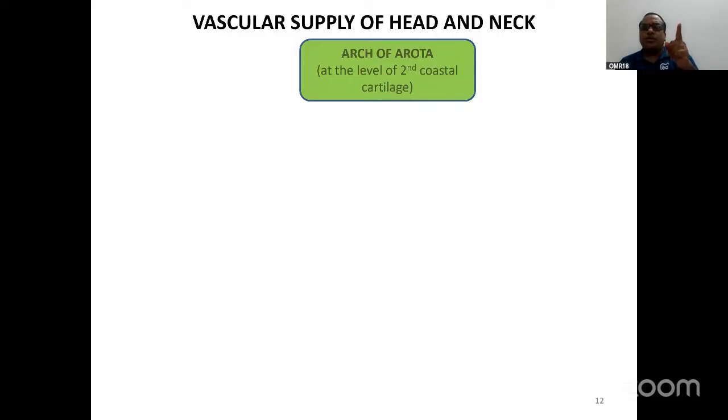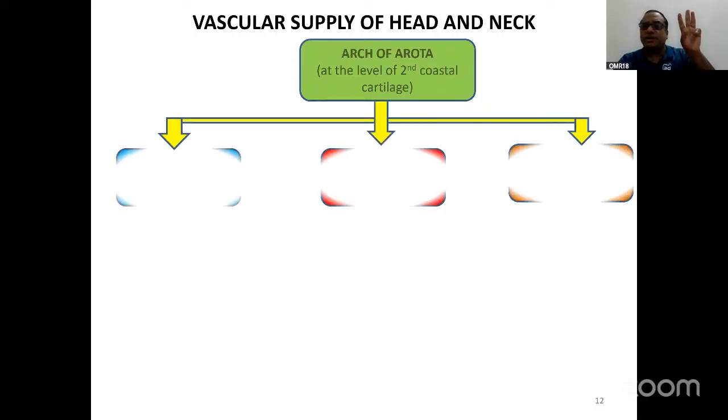Now, arch of aorta, where is it? It is in your heart. Where in the heart? At the level of the second costal cartilage. So please remember that second costal cartilage. This is the origin, Gangotri, blood supply of head and neck. Now imagine arch of aorta is like one grandfather. Grandfather has three kids. How many kids? Three kids. So these are the three kids of the grandfather.